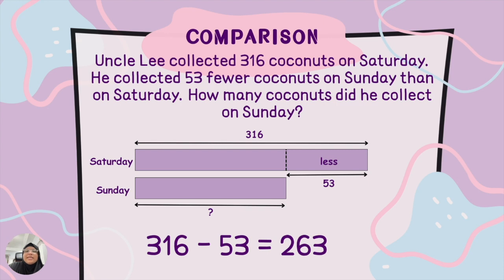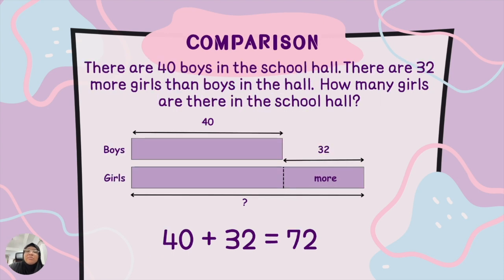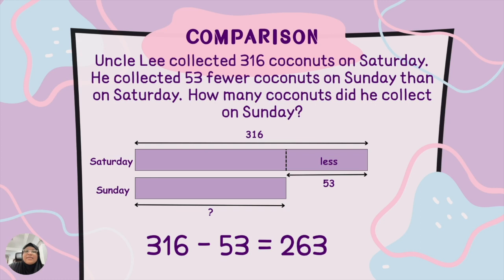Right, so the same thing here also works, not just for more, it also works for less. So Uncle Lee collected 316 coconuts on Saturday, and on Sunday he collected 53 fewer. So fewer means there are fewer coconuts on Sunday than on Saturday. So how many coconuts did he collect on Sunday? Same thing as the earlier question. On Saturday there's 316, and on Sunday there are fewer coconuts, so the model has to be smaller. And since this is what we are looking for, the question mark should be here.